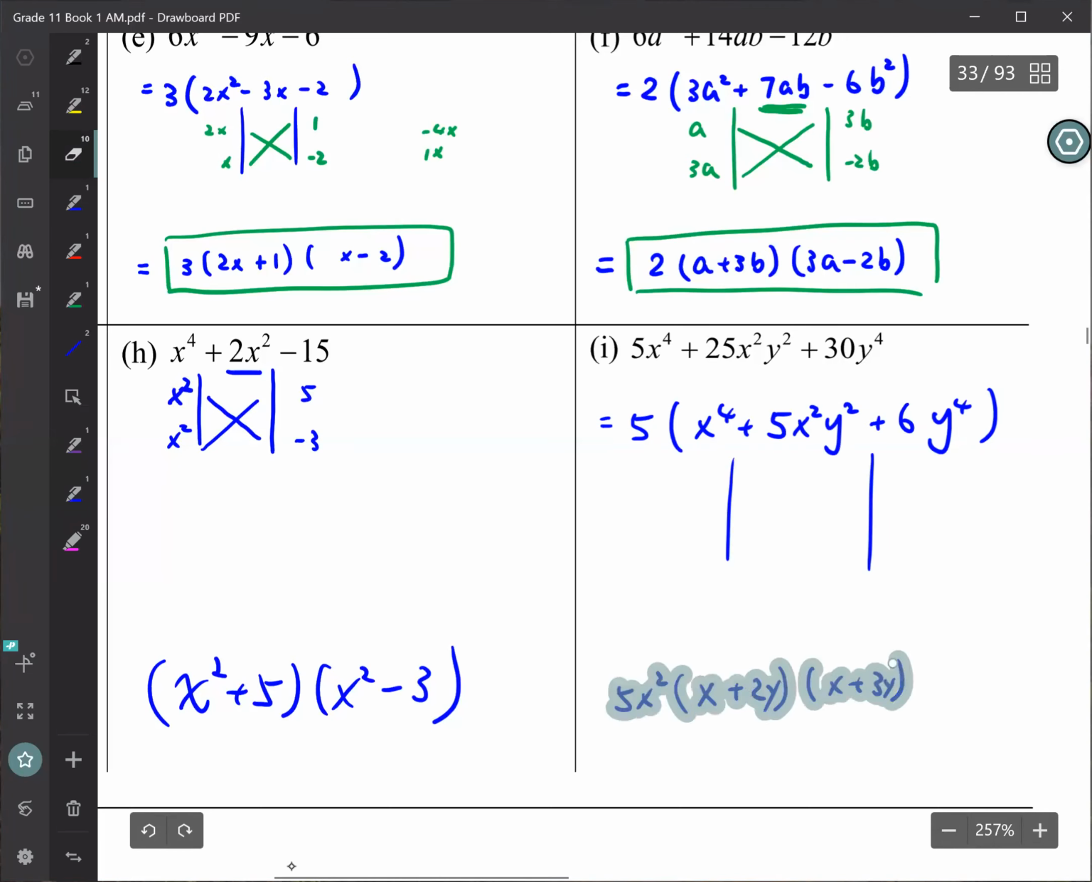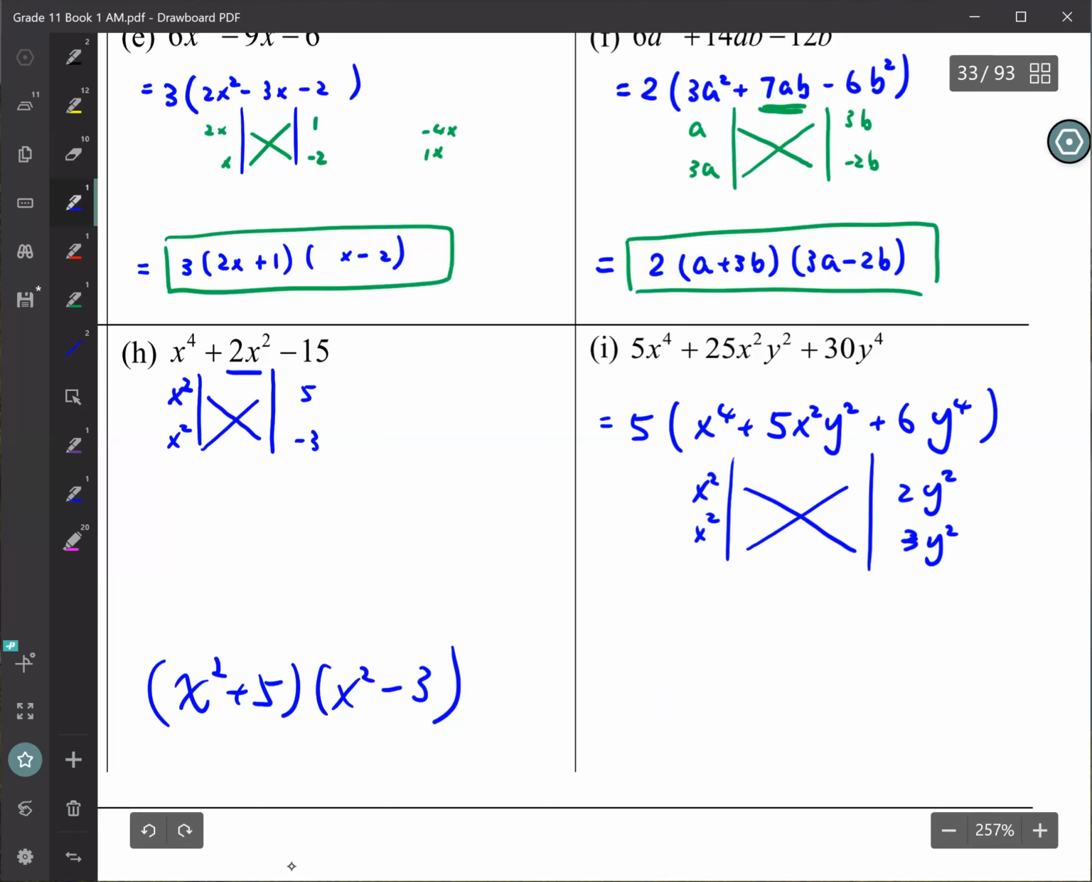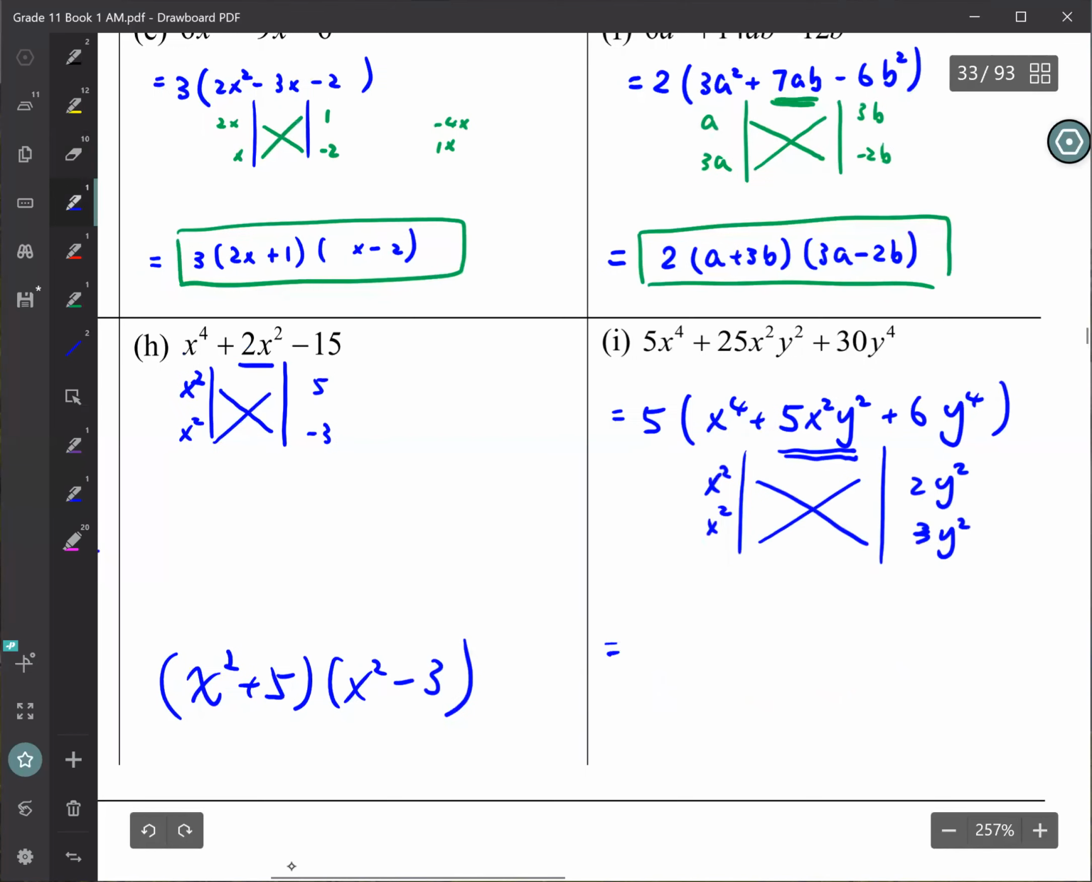So would it just be x squared and x squared on the first side, and then on the other side it'd be 2y squared and then 3y squared? So let's try that out, right? That will give you 2x squared y squared, 3x squared y squared. Yeah, that matches the middle, right? So how do you write the answer now? 5 times x squared plus 2y squared times x squared plus 3y squared. Yeah, okay, very good. So that's all, right?